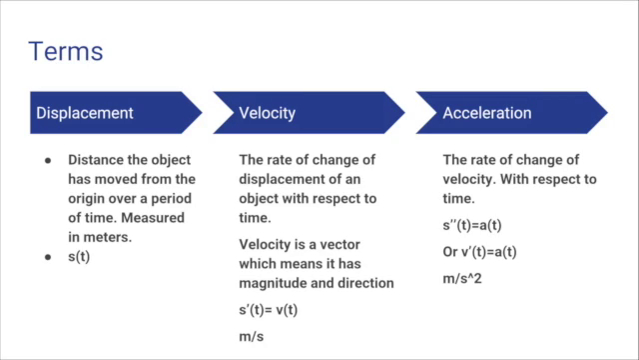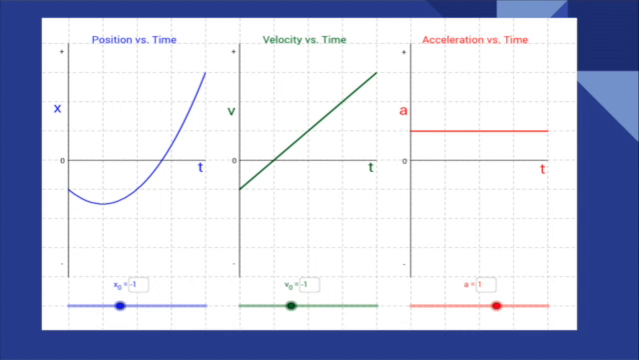To better understand the relationship between these, I have some graphs here to explain. The first graph we have is a position versus time graph. As you notice, the object would have moved backwards a little bit and then moved forward into the positive direction.